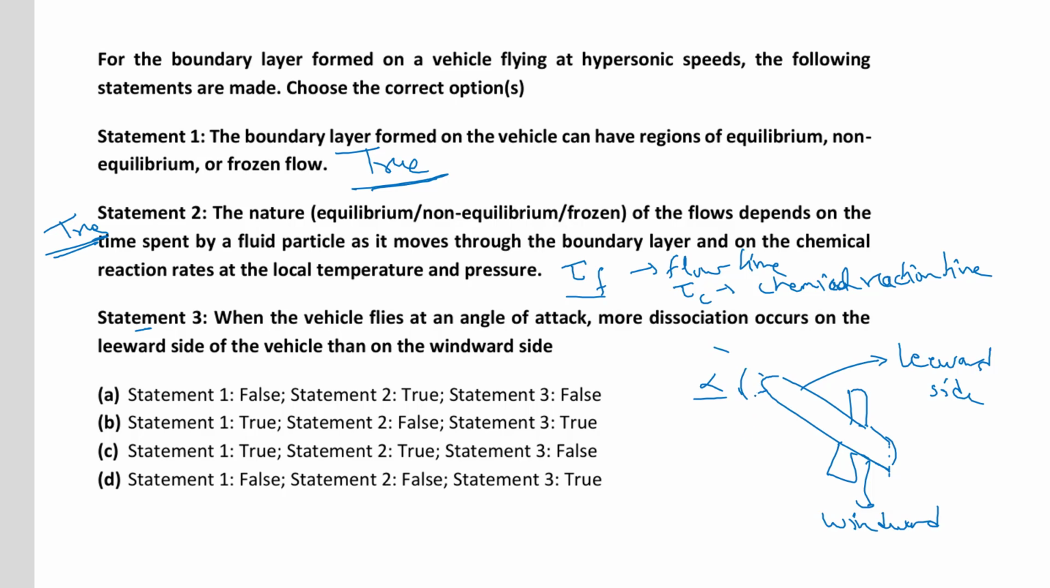If there is hypersonic flow, then there will be an oblique shock on one side, and an expansion fan on the other. Due to the oblique shock, temperature will increase, and increased temperature will cause more dissociation of the gas. The expansion fan causes the temperature to decrease, which will reduce the dissociation. So on the leeward side, less dissociation will occur compared to the windward side. So statement 3 is false, and the correct option is option C.